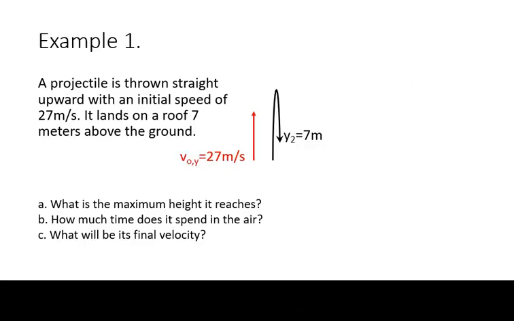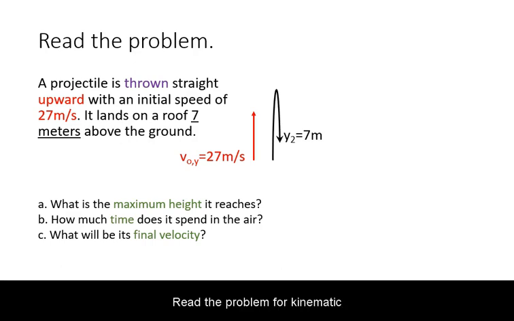In our first example, we start with an initial velocity upward, and we need to find what happens throughout the trajectory motion-wise. Read the problem for kinematic quantities about height, velocity, and if given time, as well as take note of the wording to clue you in that this is indeed a free fall problem.